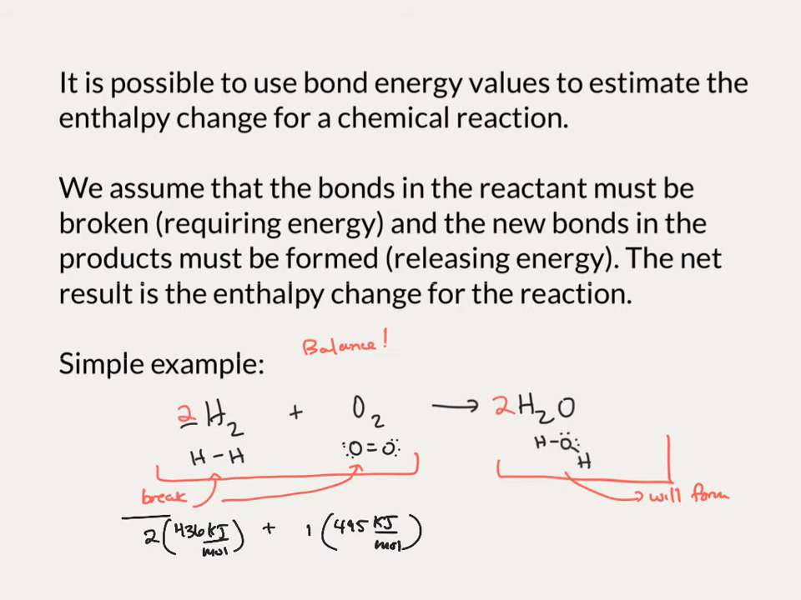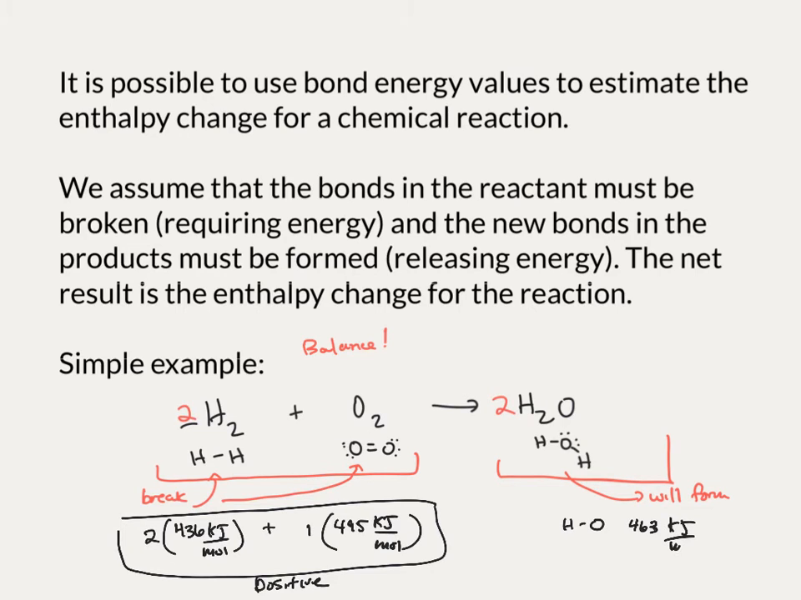And I am going to give these positive values because this is the energy being put in to break the existing bonds. The energy of the H-O bond comes in at 463 kilojoules per mole. And in fact, what's happening here is, because I have 2 water molecules, I'm actually forming 4 of those bonds. So I'm going to take this energy and make it negative, and then I'm going to add these 2 up.